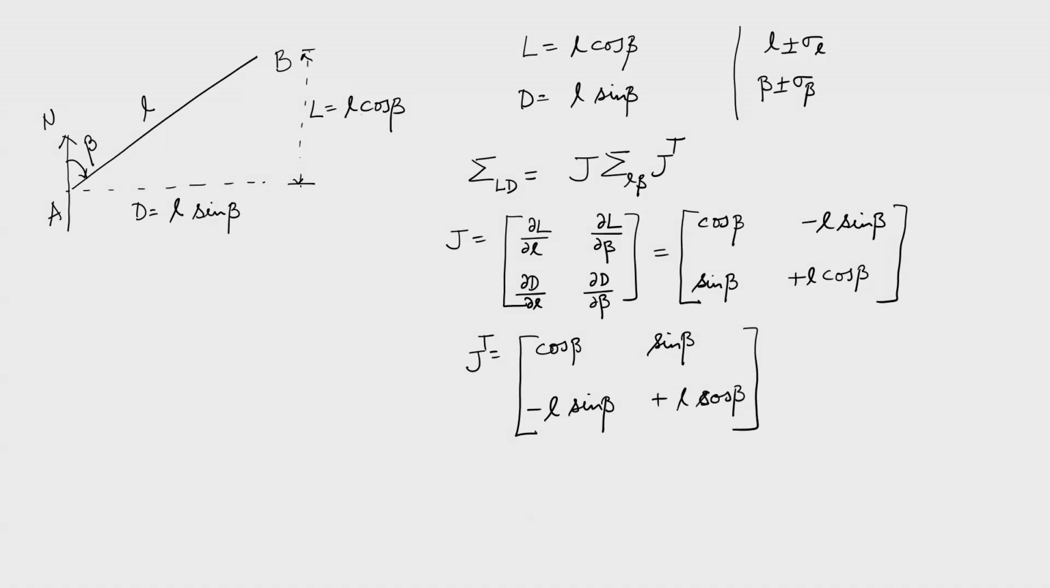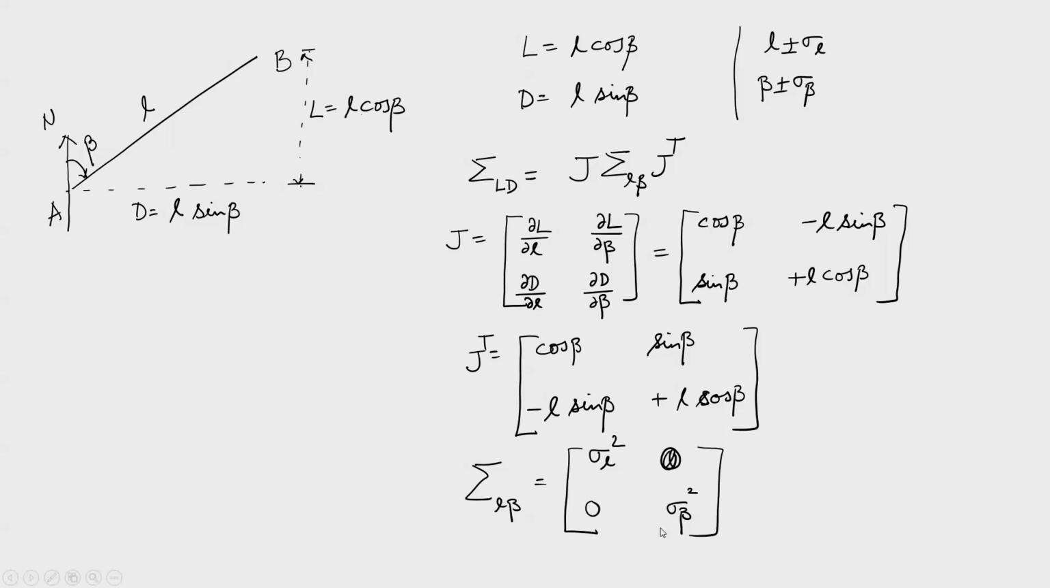Like this. So, that is it. And what is sigma L beta, which is the variance covariance matrix of the input? Again sigma L square, sigma beta square, and sigma L beta, I am making a 0 variance covariance.